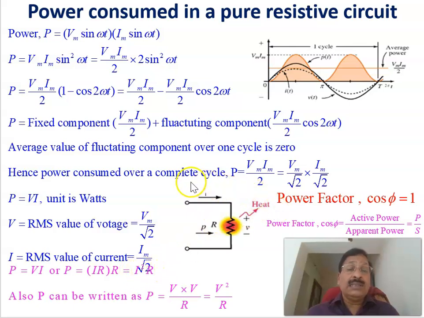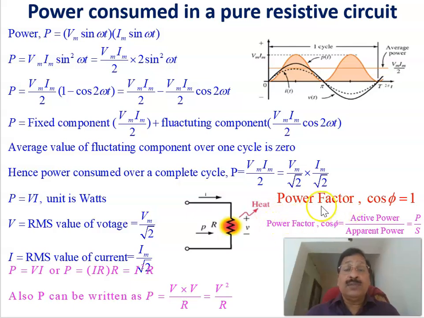One more equation is that we can replace I by V by R, so P can be written as V by R into V, or V squared by R. So the three equations are P equal to VI, or P equal to I squared R, or P equal to V squared by R, where V is the RMS value of the voltage, which is equal to Vm by root 2, and I is the RMS value of the current, which is equal to Im by root 2. Therefore, the power appears as heat production.